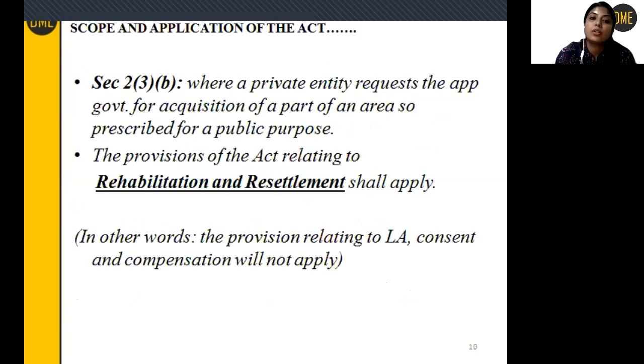Now, considering clause B of subclause 3 of section 2, where a private entity requests the appropriate government for acquisition of a part of an area so prescribed for a public purpose. So here, the provisions of the Act relating to rehabilitation and resettlement shall apply. In other words, the provisions relating to land acquisition, consent, and compensation will not apply. And again, in such cases, the private entity is requesting the appropriate government that a part of an area so prescribed should be acquired, again, for public purpose.